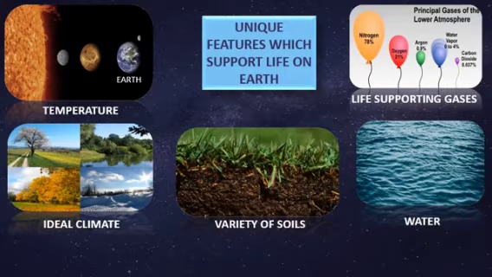The Earth is covered by a variety of soil. We can observe black soil, red soil, mountain soil, desert soil, etc. on the Earth. Soil is very essential for the plants to grow. Plants grow by absorbing the water and other essential nutrients present in the soil.